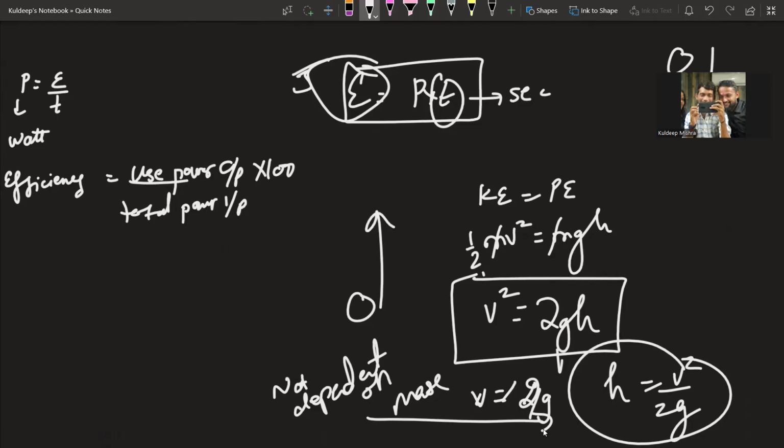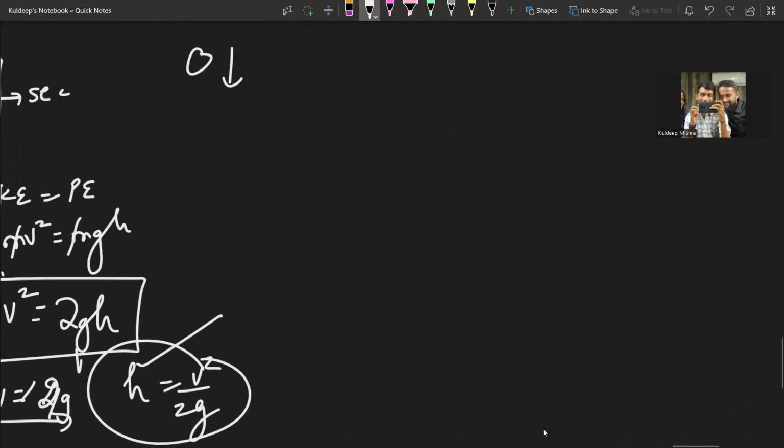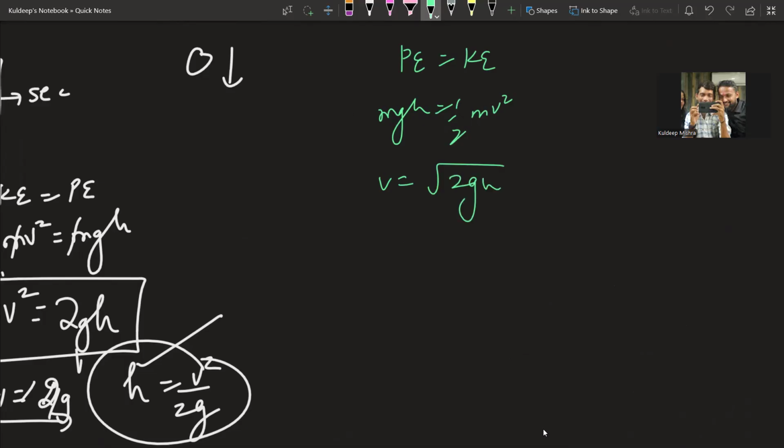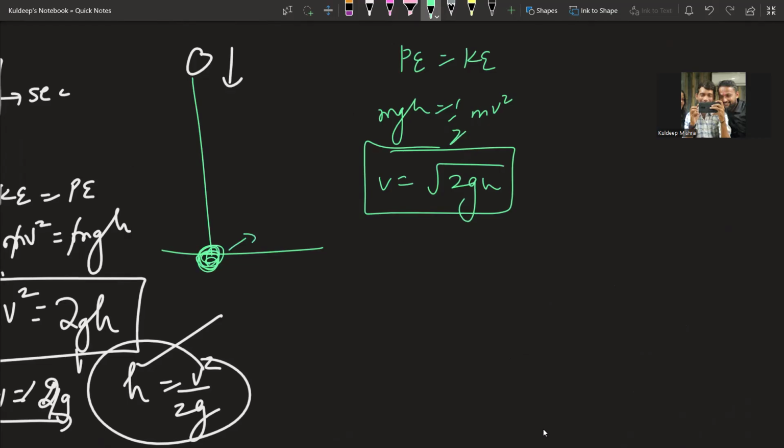Like this, they will say that there are two fishes. One is a heavier fish, and they both jump with the same velocity. They will both reach the same height because it is independent of the mass. Similarly, if an object falls, you can again equate gravitational potential energy to kinetic energy. You will get mgh equals half mv square. So we'll get v is equal to under root of 2gh. Correct. So no matter how heavy or light the object is, the velocity it gains will be equal to this.